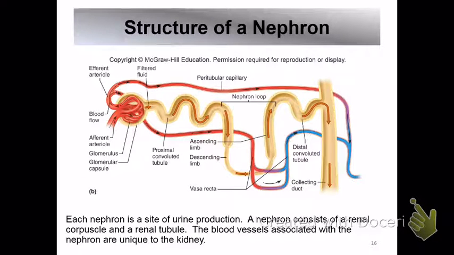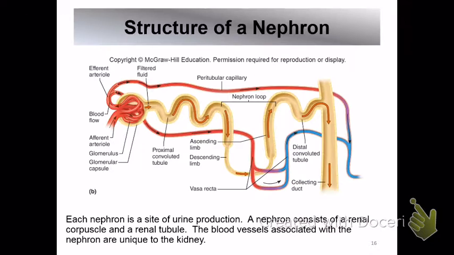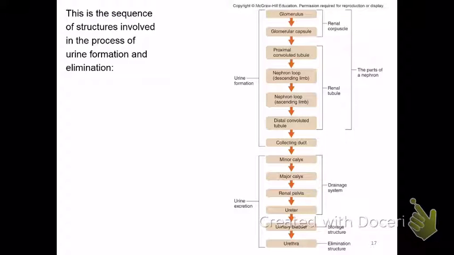Okay, so this shows you, it says each nephron is a site of urine production. So you got 1 million of these nephrons, and they each filter blood. A nephron consists of the corpuscle and the tubule, so the glomerulus and the tube. The blood vessels associated with the nephron are unique to the kidneys. Okay, so this is a sequence of structures involved in the process of elimination. So it just goes through step by step each structure.